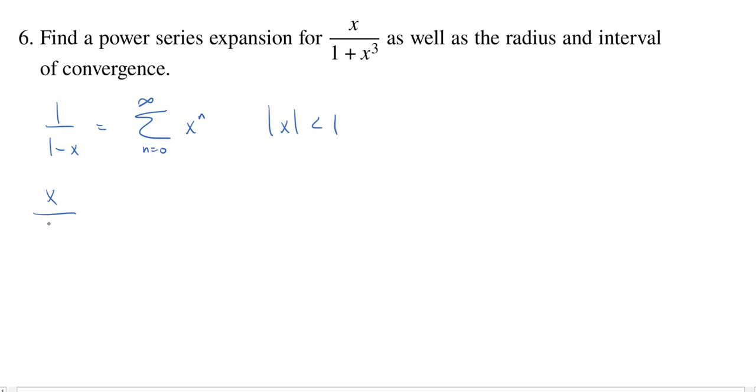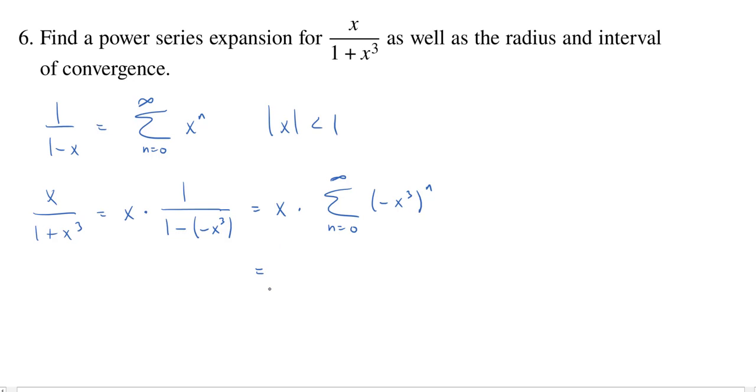So here's how I want to do it. I'm going to take x over 1 plus x cubed, and I'm going to write that as x times 1 over 1 minus negative x cubed. Okay, so this is going to be x times, well, let's see. This is in the form I want, only the x here is now replaced with negative x cubed. So this becomes the series from 0 to infinity of negative x cubed to the n.